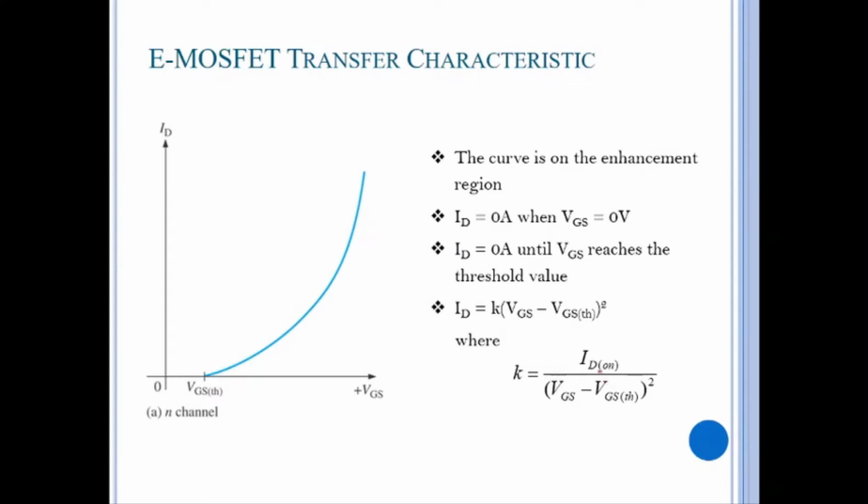So K is equal to ID on over (VGS on minus VTH) squared, taken from the first equation. What are ID on and VGS on? They can be any point on the curve in the on condition, where the current can start to flow. You can take any point, so let's put this one. This will be your VGS on, and this will be your ID on.